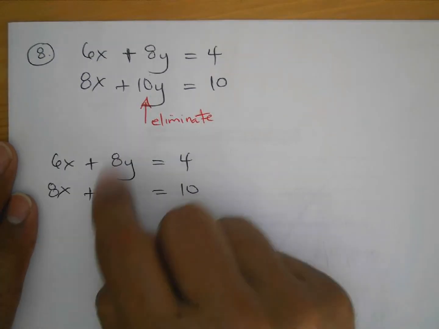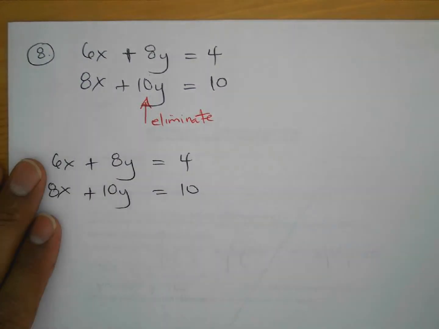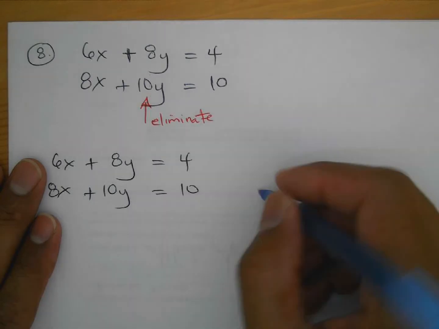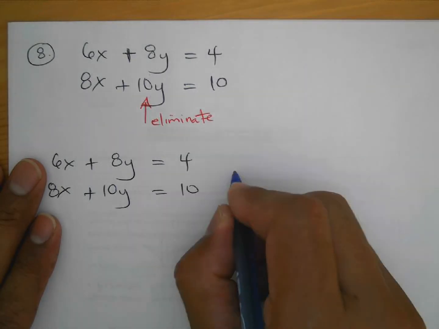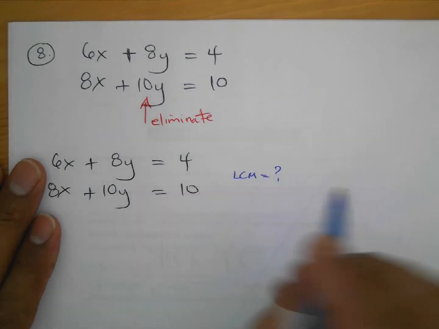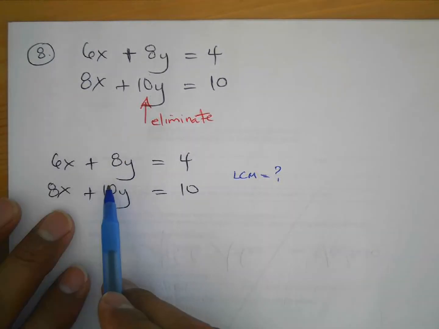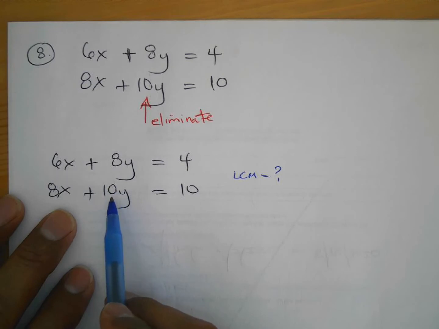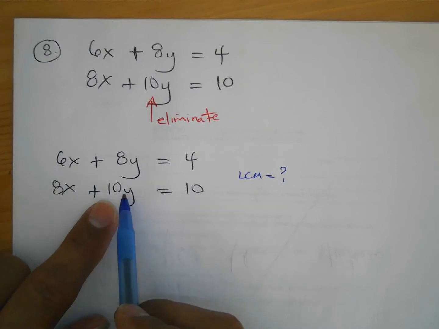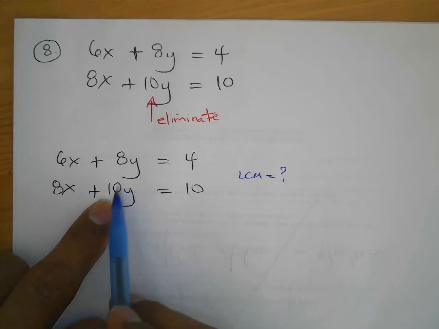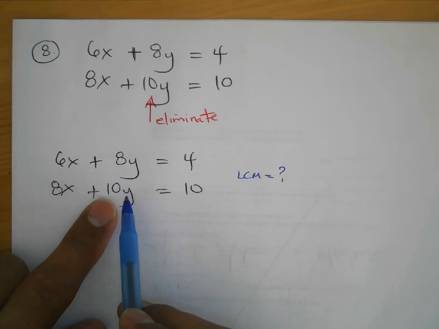Okay, I have to find the LCM. Let me write it over here. What is the least common multiple? The first multiple that these two numbers have in common, right? I'm going to look at the 8 times tables and I'm going to look at the 10 times tables. I always start with the bigger number. Can 8 go into 10? No, 8 cannot go into 10. What's the next multiple of 10?